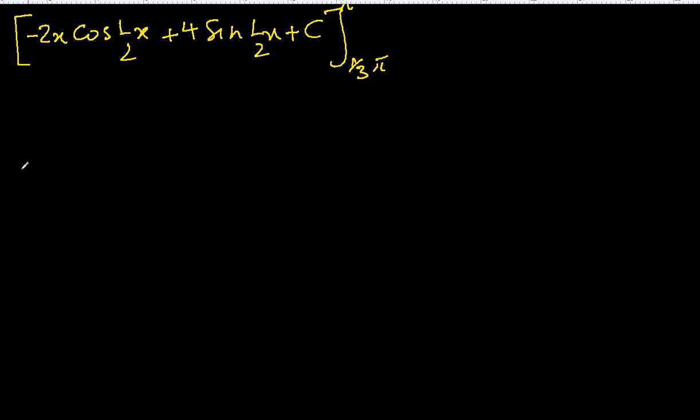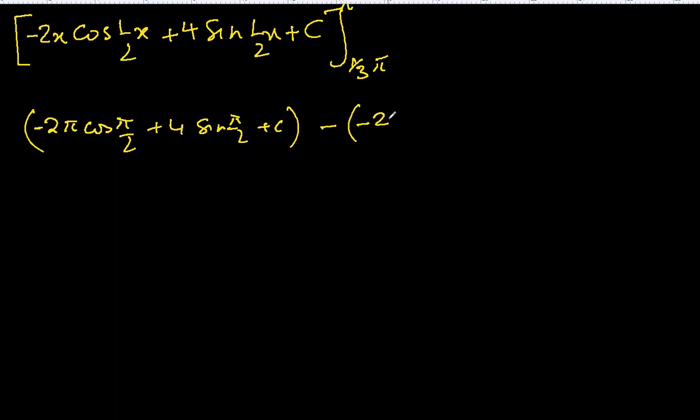Let's substitute the values now. Minus 2 pi cos pi by 2 plus 4 sine pi by 2 plus c, minus, minus 2 pi by 3 cos half of pi by 3, which will be pi by 6, plus 4 sine pi by 6 plus c.